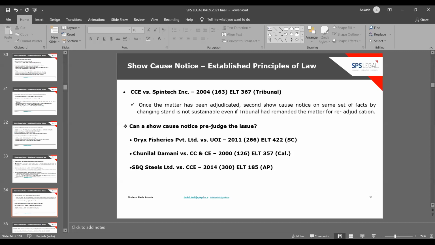In the SBQ Steel Limited case, the AP High Court noted that the show cause notice was frequently using the words "it is clear from this, it is clear from this." This was treated by the High Court as practically arriving at a premature judgment, prejudging the issue, and the proceedings were quashed. This is very important. It will again depend upon the reading of the show cause notice. Generally, one would find the show cause notice only says, "it therefore appears." Nowadays, nobody makes the mistake of saying that it is very clear. But this principle can be kept in mind.